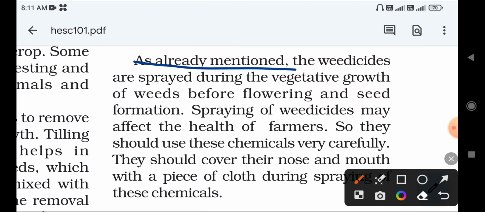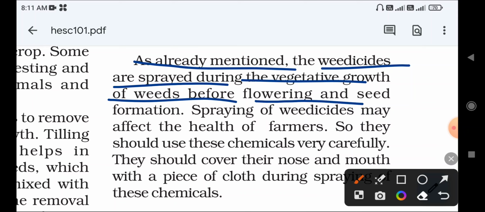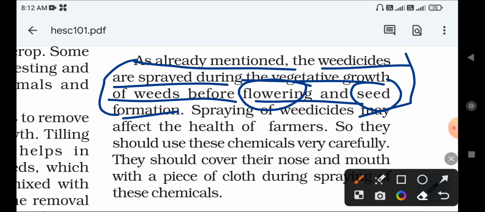As already mentioned, weedicides are sprayed during the vegetative growth of weeds, before flowering and seed formation. Before the weeds produce flowers and seeds, you have to spray the weedicides on them, otherwise they will grow faster and multiply rapidly. Due to that, you have to spray before the flowering and seeding of the weeds.